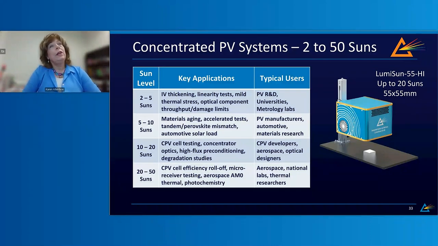And as an example, here's the LumiSun 55 high, and that goes up to 20 suns. We can get you to 20 in an area of 55 by 55 millimeters.